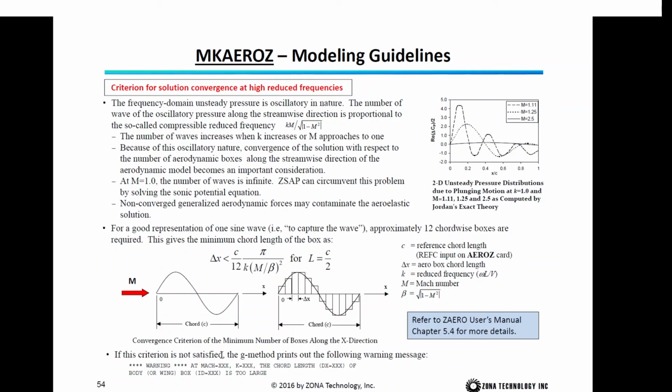in the ASTROS AIC generator. So if it does not satisfy this criterion, it will output a warning message to say that at this reduced frequency, the chord of the panel is too large. It will suggest you to reduce the panel size, and you have to use a very refined panel to obtain converged aerodynamic solutions.